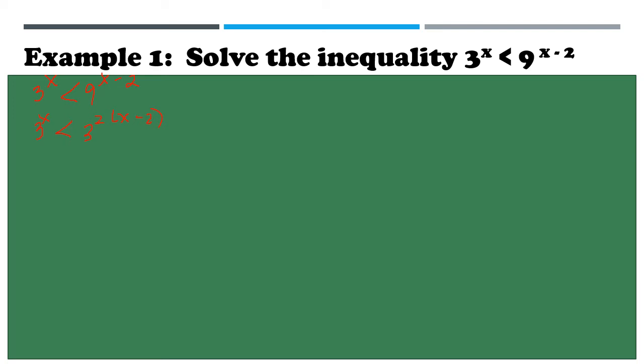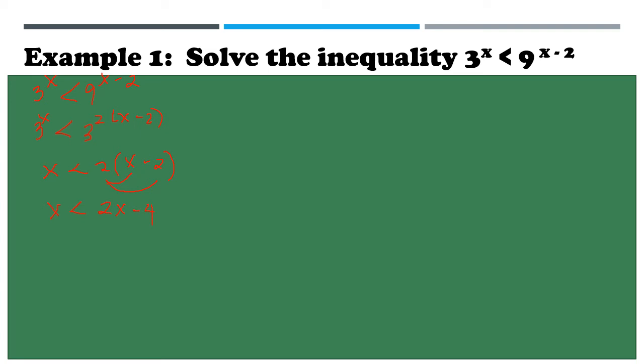Okay? So, we're going to proceed now. Kunin na natin ang ating mga exponent. So, x less than 2 times x minus 2. The purpose is to solve for the value of x. So, x less than 2 times x is 2x, and 2 times negative 2 is negative 4.